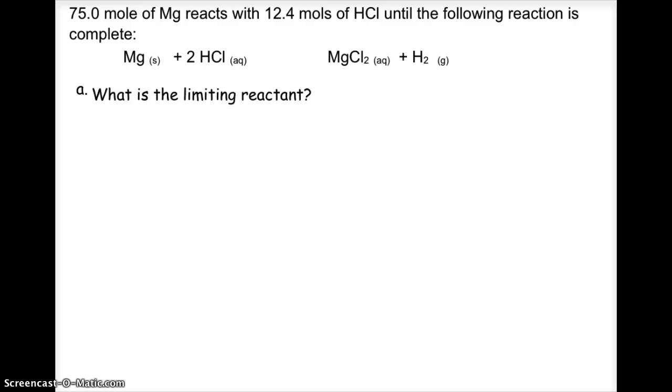If you have 75 moles of magnesium and it reacts with 12.4 moles of HCl until the following reaction is complete, there should be an arrow here. What is the limiting reactant?